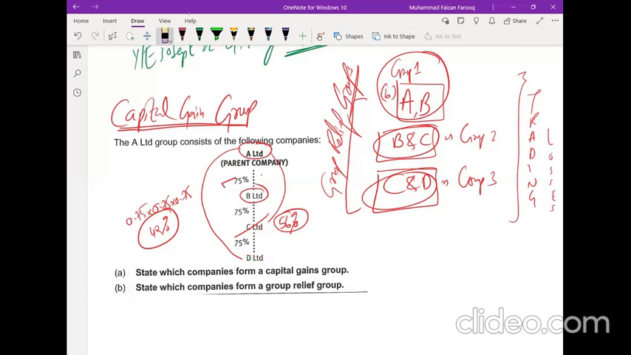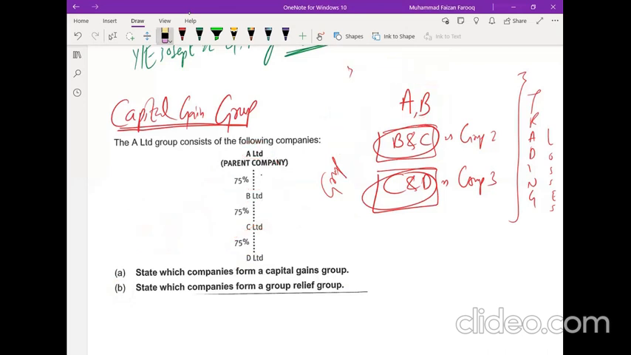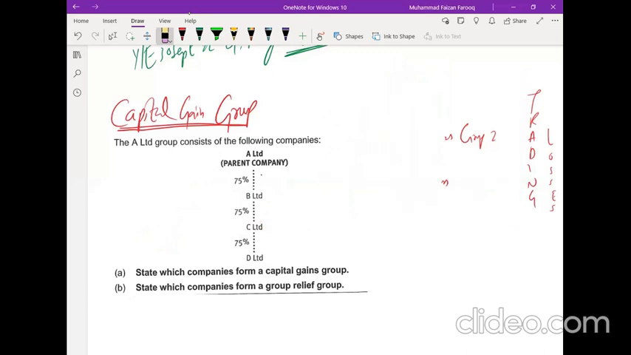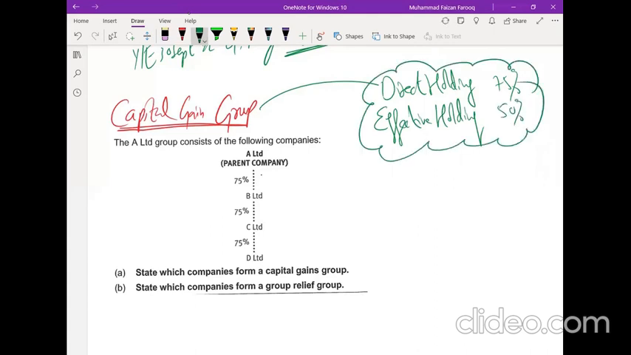Now the capital gains group. Everything will remain the same, but the logic is a little bit different. The direct holding percentage is 75%. Direct holding must be 75%, but the effective, or indirect, holding is reduced. It's not 75% in the capital gains group, it's only 50%. This is the change. For the trading losses group, or group relief, both percentages are 75, but here it is different.